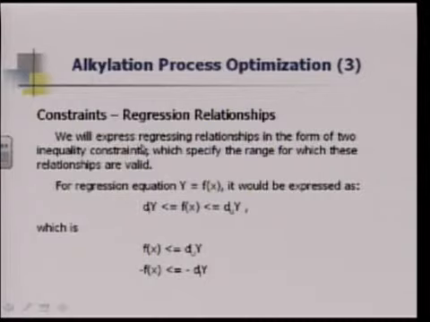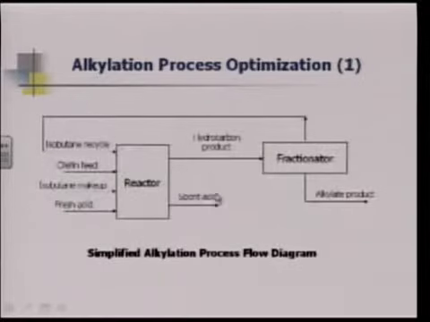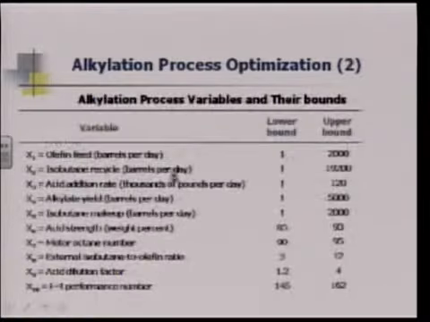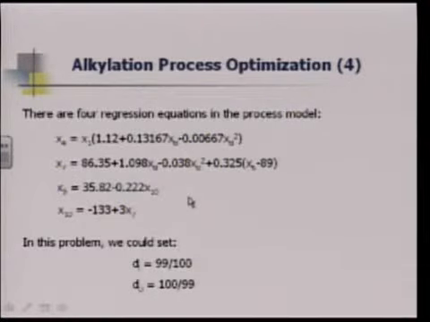And we have to express the regression relationship in the form of some constraints, which in general specify some relationships between the input and output in the reactor and the fractionator. And these are things we need to study. And how do you study?